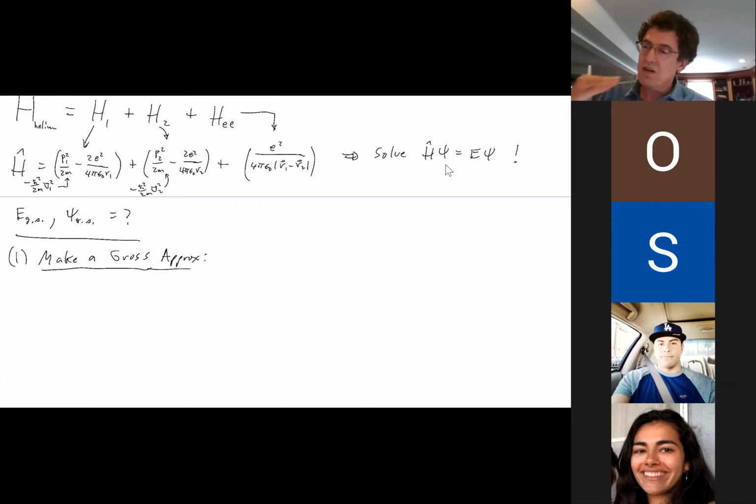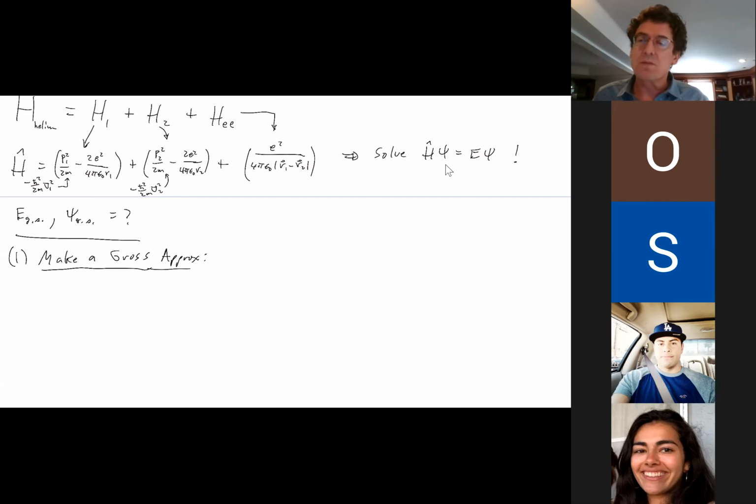And that's the first thing you should always do. Make the grossest approximation to solve a problem. It's a hard problem, but you always make a gross approximation to try to solve it. And oftentimes your approximation might be too gross. It might be too big of an approximation, and that means you have to go back and do something else. But you should always start with the simplest thing.